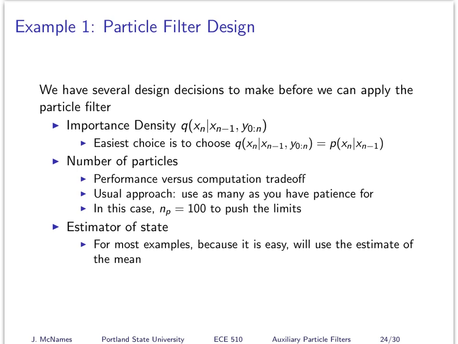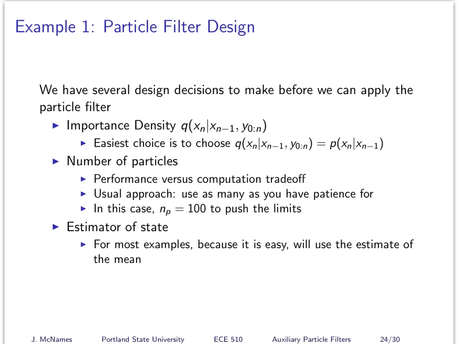And some design choices. So I chose the simple case for the importance density to move the particles forward one step in time, and I just chose the prior. Again, you could have chosen the optimal. That was an alternative that we talked about. You could have chosen something else, but for this example, I just chose the prior.